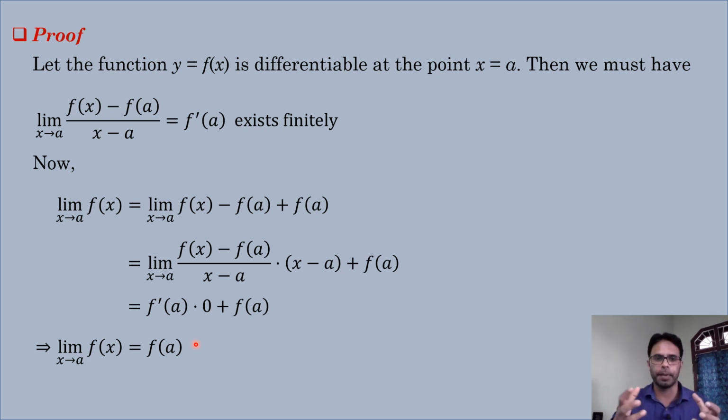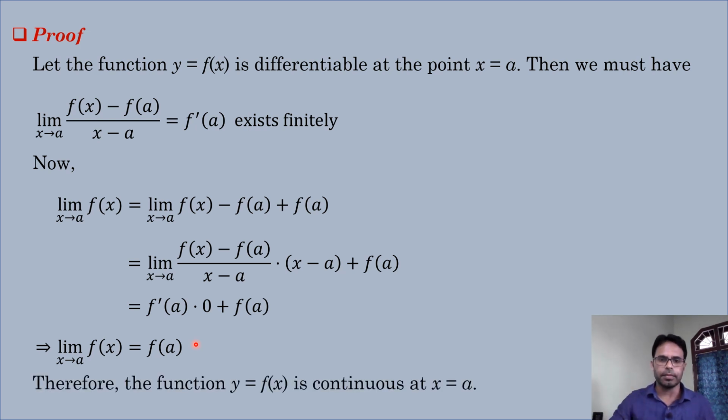And to prove that part, we have to take one counter example, because whenever we are to prove some negation, it is very easy to prove with the help of a counter example. So you see here, therefore the function f(x) is continuous at x equals a. Okay, so this is your first part. Then go to the converse part.